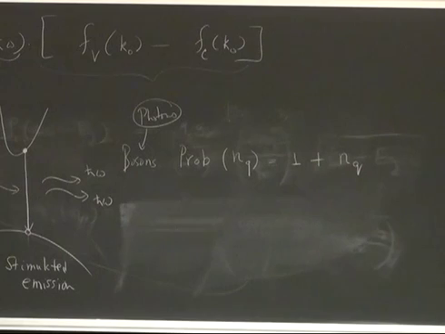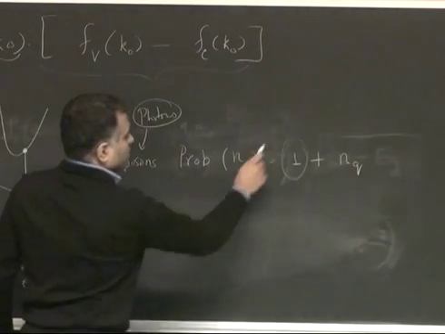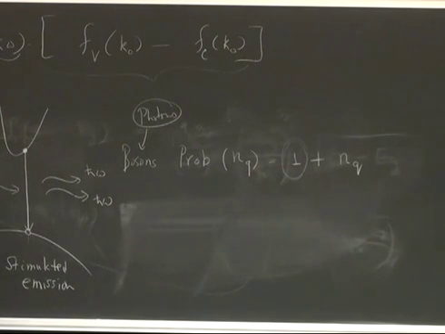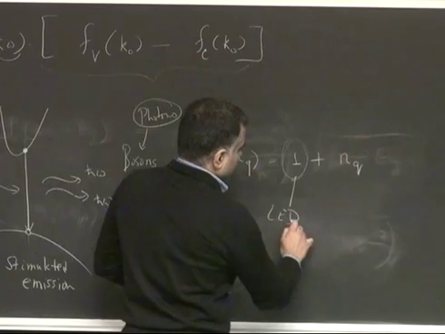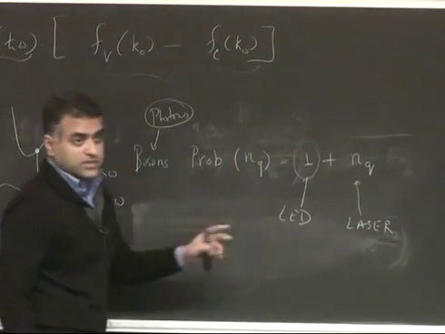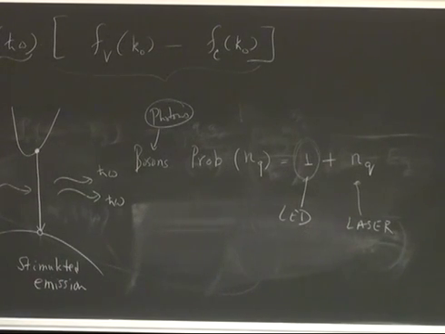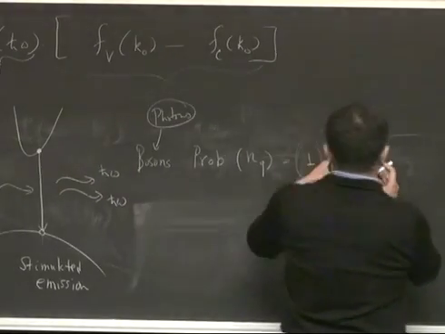Okay, so when this process dominates in our compound semiconductor device, we have an LED. But when this term dominates, you have a laser. So that's the key, that's the differentiator: which one dominates?